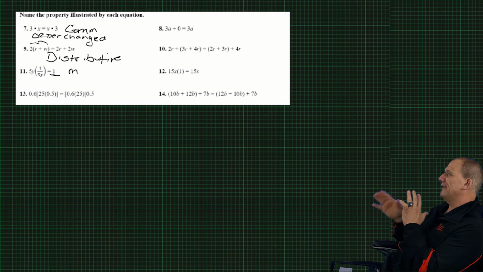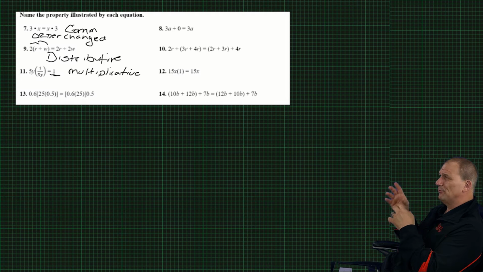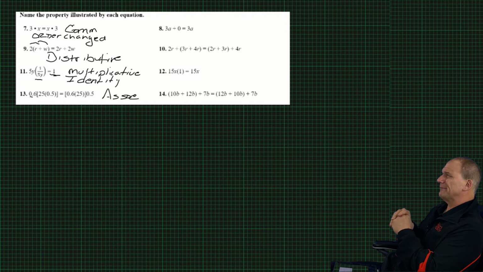All right. Whenever you see a 1 in the answer or in the problem, it is multiplicative identity. So whenever you see the 1, that's the key. Multiplicative identity. All right, let's look at number 13. Do they change the order? They don't change the order. They change the order in which we would solve this with parentheses, but they do not change the order of the values. That is the associative property. So look at the difference between number 7 and 13. They change the order in 7, commutative. They change the order with brackets and parentheses, that's associative.